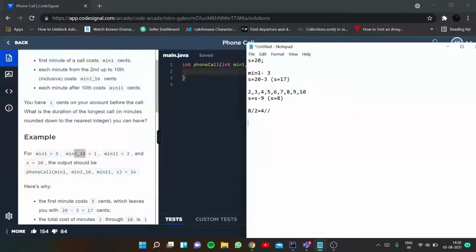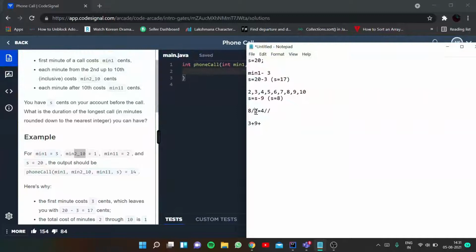So the total duration that we have made: the first minute costs 3, then 9 minutes at 1 cent each, in this case a total of 9 cents. So s is equal to s minus 9. Now s is equal to 17, and 17 minus 9 we can do. So the balance is 8. So we could make 9 minutes.